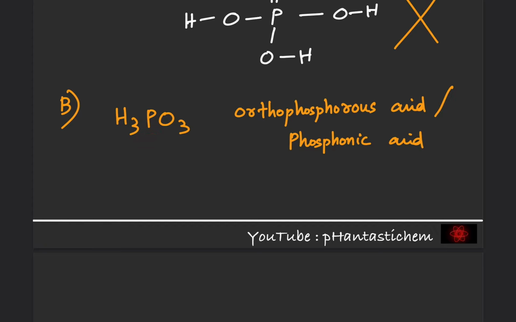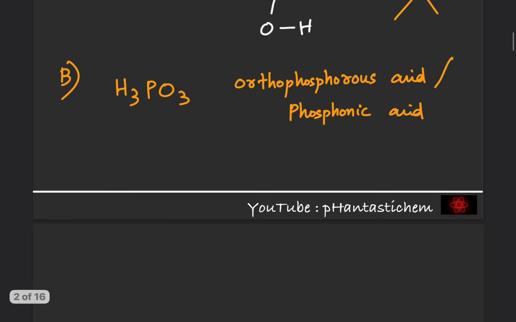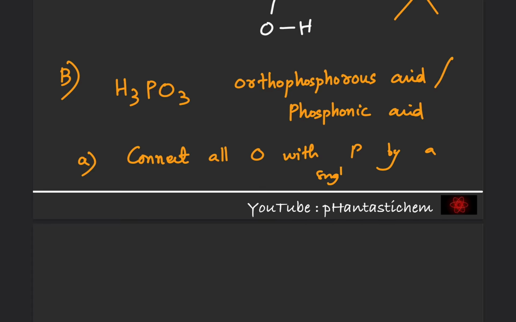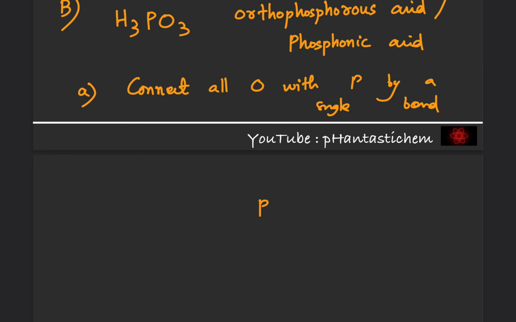Okay, so again, to draw the structure of this guy, first step, connect all the O with P by a single bond. So we will get something like this. P, there are 3 oxygens, so therefore P single bond O, P single bond O, and P single bond O.